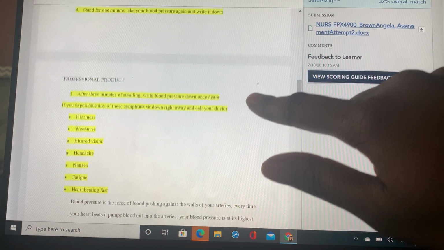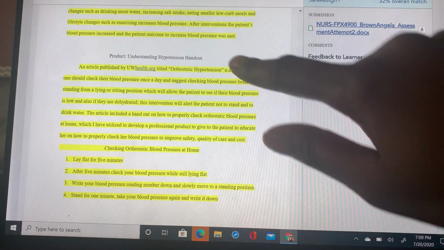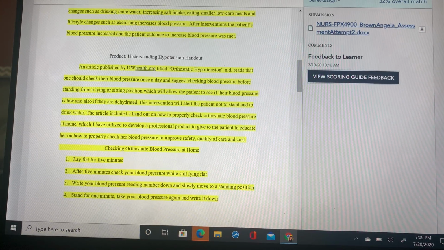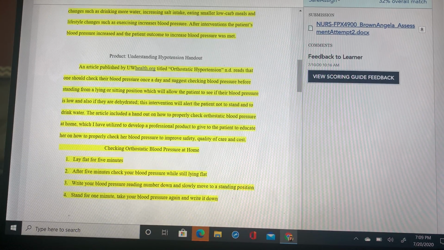So I redid it, and I said the product is Understanding Hypertension handout, an article published by uwhealth.org titled Orthostatic Hypertension, no date, reads that. So I didn't come up with this by myself. That's where I got it from. It's evidence-based. It's proven. Somebody did the research. One should check their blood pressure once a day and suggest checking blood pressure before standing from a lying or sitting position, which will allow the patient to see if their blood pressure is low and also if they are dehydrated. This intervention will alert the patient not to stand and to drink water.